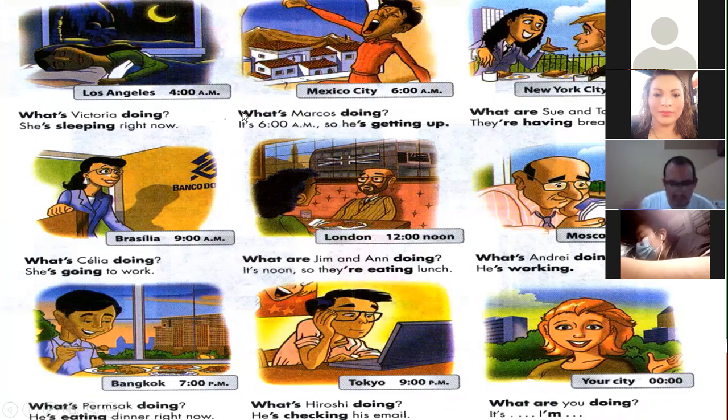Picture number one. What is Victoria doing? Can you repeat, please? What is Victoria doing? She's sleeping right now. Very good. Okay, and can you tell me the time? Los Angeles? 4 a.m. Excellent. Very good. Guadalupe, Mexico City, please.